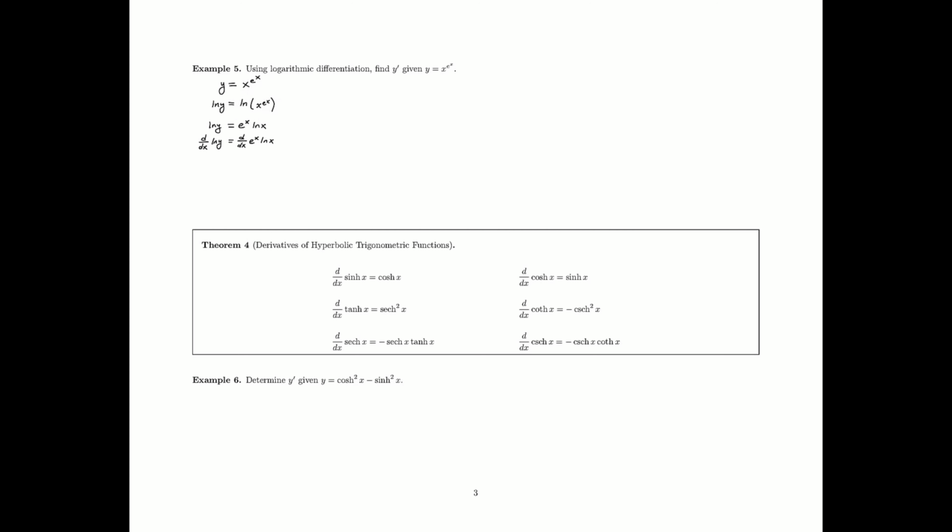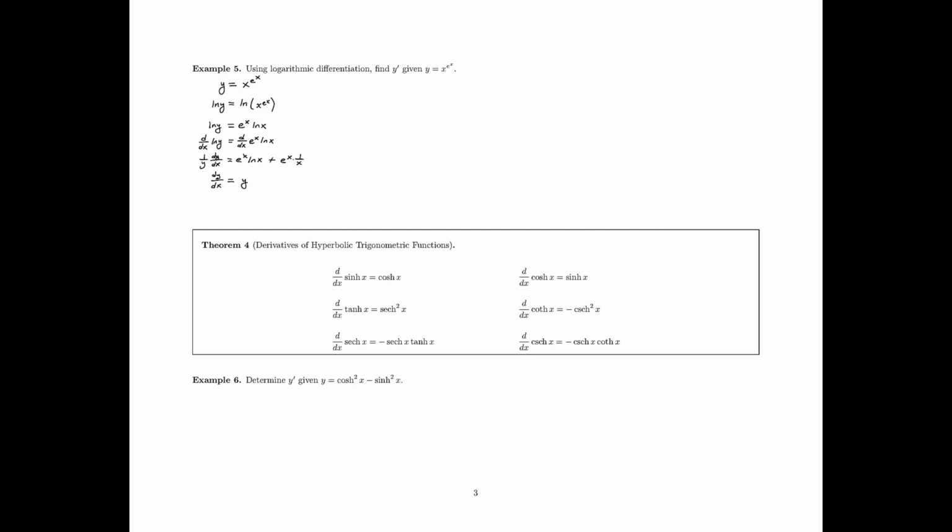So left-hand side, again, 1 over y dy dx. This is just implicit differentiation. It's the chain rule. Here we have a product rule, so derivative of the first times the second left alone, plus the first left alone times derivative of the second times 1 over x. And then dy dx is, of course, y. Let's do this in 2 steps.